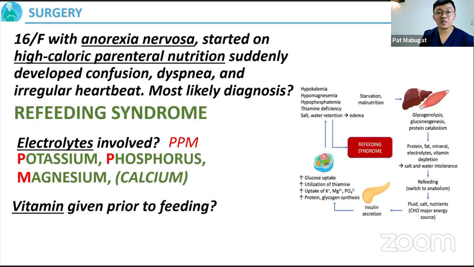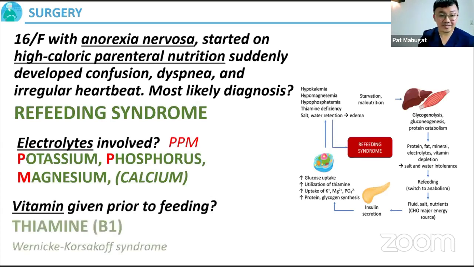What's the vitamin given prior to feeding? The vitamin given prior to feeding is vitamin B1, or thiamine. The reason for this is that thiamine helps in the uptake and utilization of glucose. Another important thing is that in chronically starved patients whom you give high-caloric nutrition immediately, you can push the patient into Wernicke-Korsakoff syndrome.